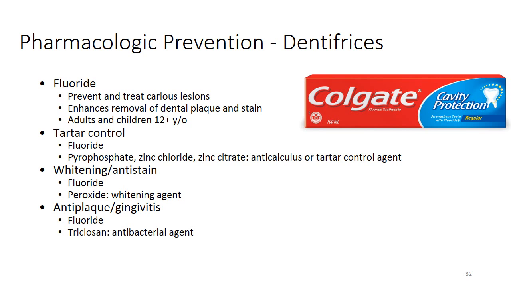There is one anti-plaque gingivitis dentifrice. It contains fluoride and triclosan as an antibacterial agent. It is sold under the brand name Colgate Total. Triclosan has actually been shown to disrupt the endocrine system and has been removed from all other toothpaste brands. It is not intended for children under age 6. I personally do not recommend the use of any products containing triclosan.